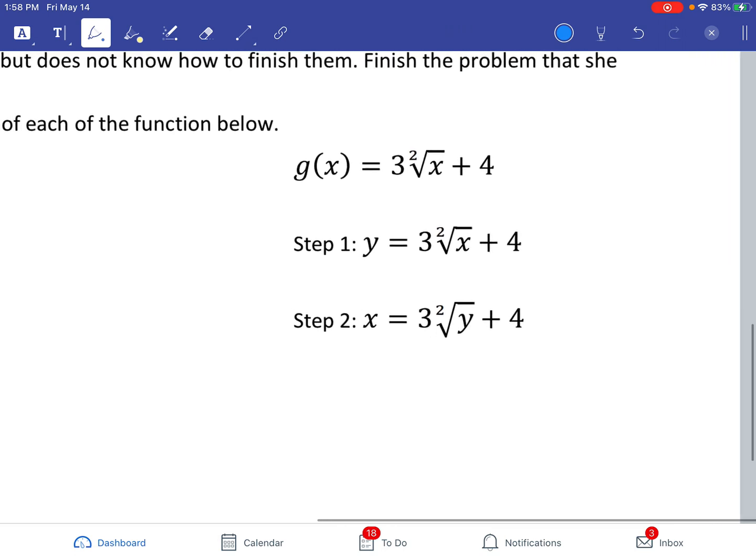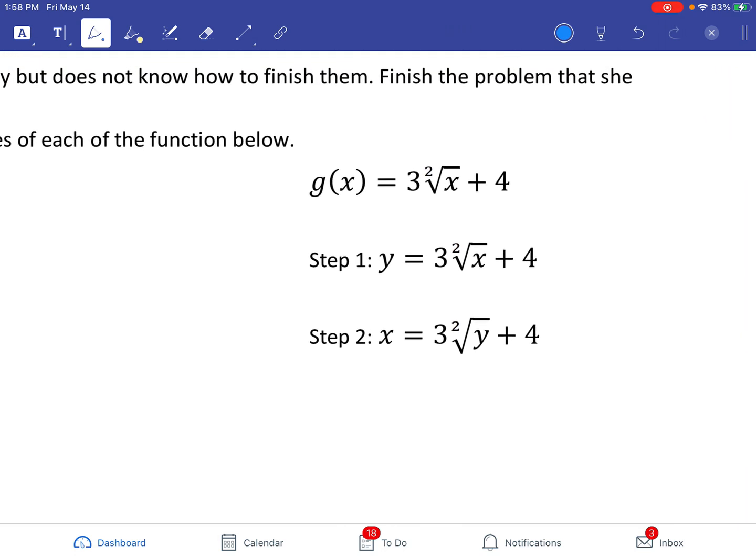Here, and the next part of this, same thing. They got rid of the g of x and made it a y. Then they flipped the x and the y around. So it's our job to solve it. First step, subtract 4. So we have x minus 4 equals 3 square root of y. I'm not going to write that little 2 because you don't need to.